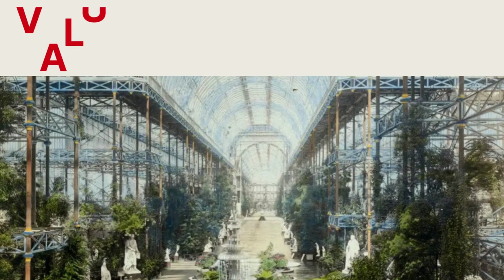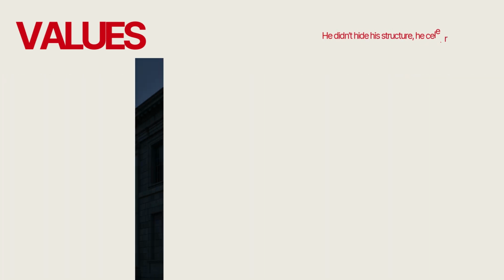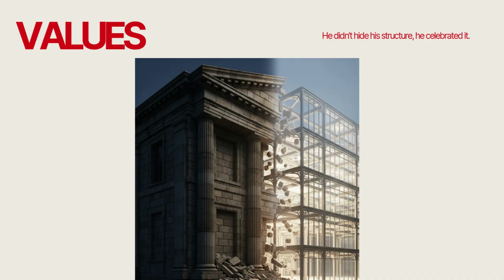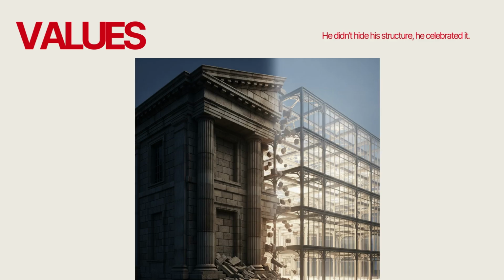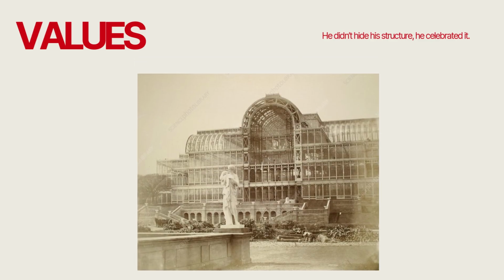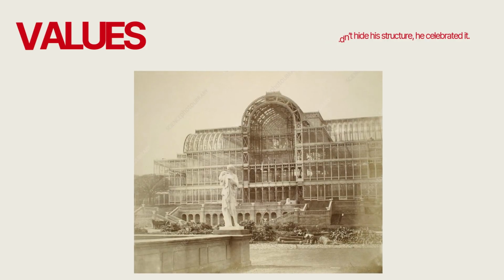The last topic we want to talk about are Joseph Paxton's values. Paxton saw building as a network. For him, the industrial system was not something to be contained within tradition, but a force to replace it entirely. He didn't hide his structure, he celebrated it. He understood that the iron frame and glass skin had their own inherent, breathtaking beauty, and that this new setup demanded a completely new kind of building.